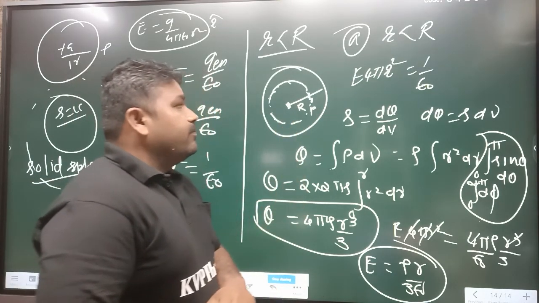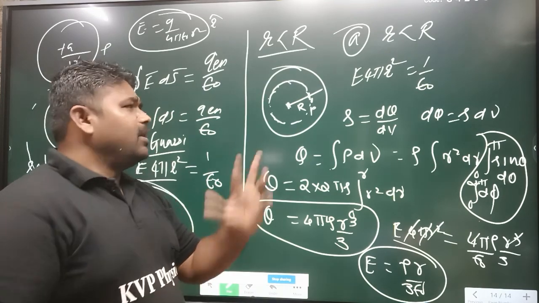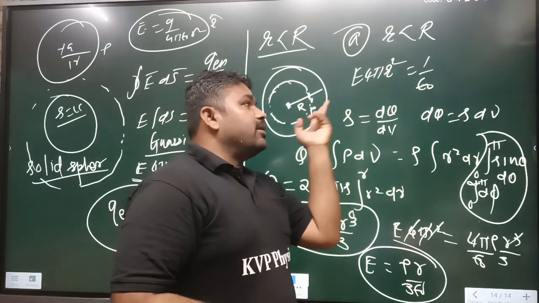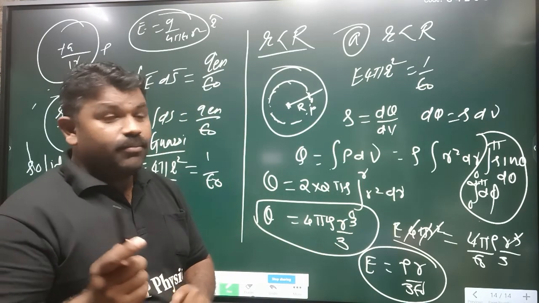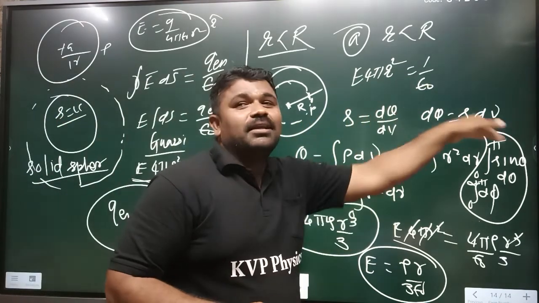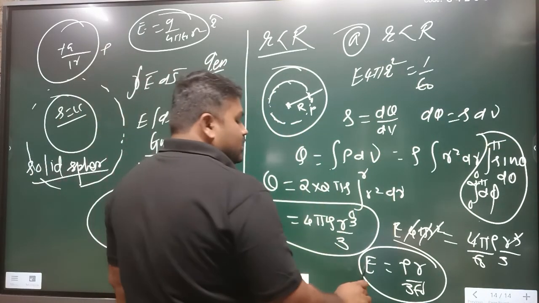Up to where? Up to capital R. Next, again R increases. Electric field decreases there. Why? Because there is no charge. No charge. Electric field decreases. Distance increases. Electric field decreases. This is the electric field.